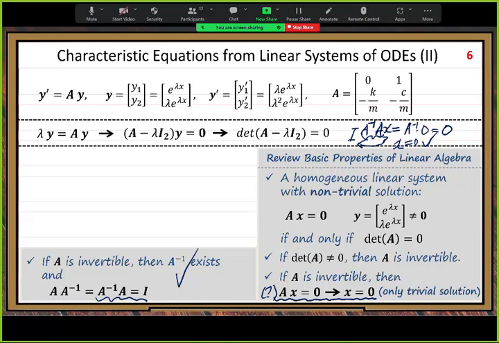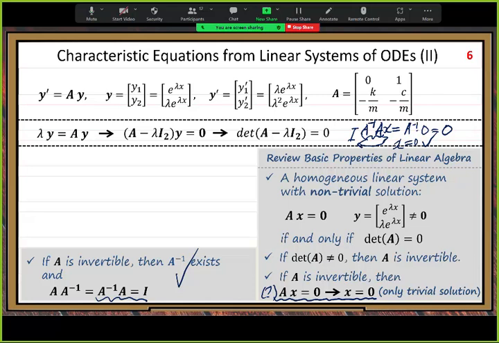So here, we review linear algebra. This is the first time, but when I have a chance, I keep talking about these basic properties, to try to get you familiar with the basic properties of linear algebra.